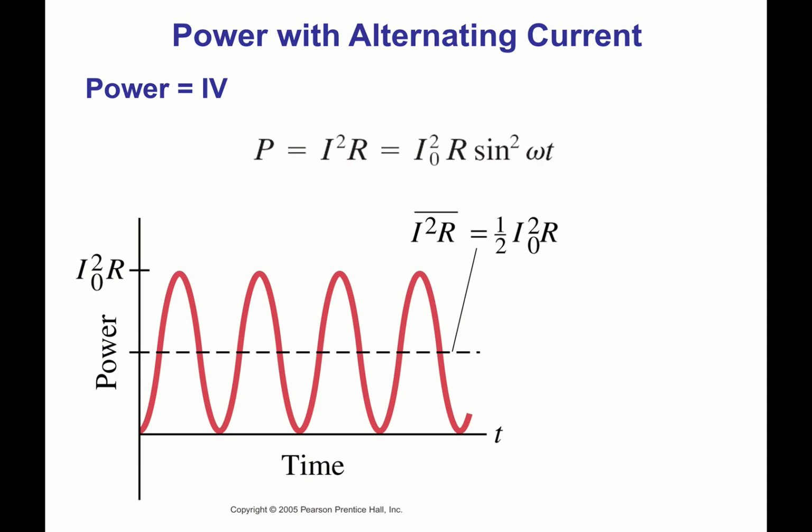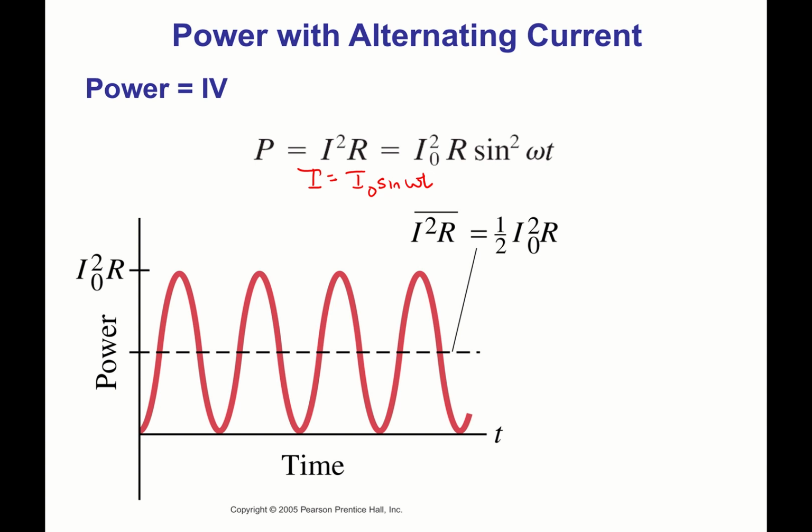So what's the power? Well, remember we said power was current times voltage, or I squared R, or V squared over R. So if I look at the equation, power equals I squared R, and now instead, for the current, I put in that I equals I0 sine omega t. If I square that current, I'm going to get I0 squared sine squared omega t. So my power now, instead of being constant, goes like a sine squared function, which is shown in the graph below. So it's always positive. The power is going to have a maximum value of I0 squared over R.